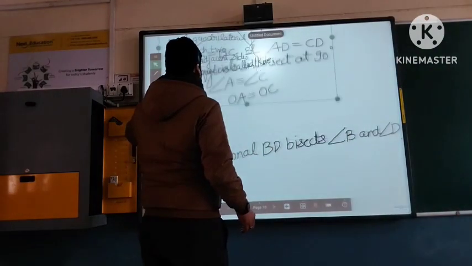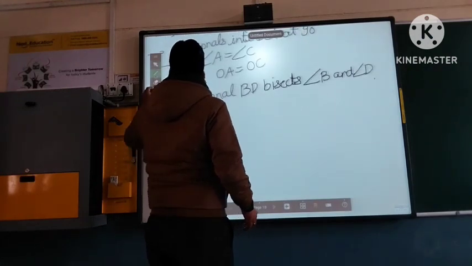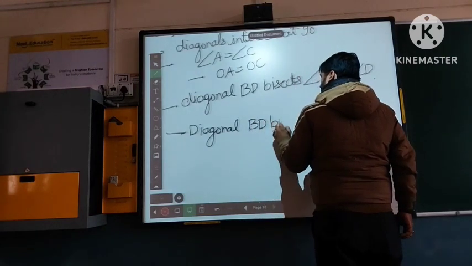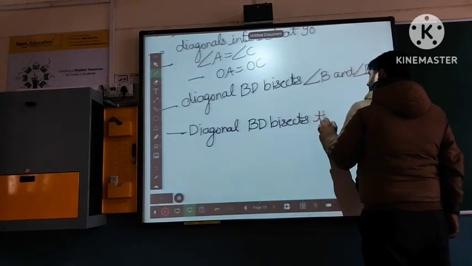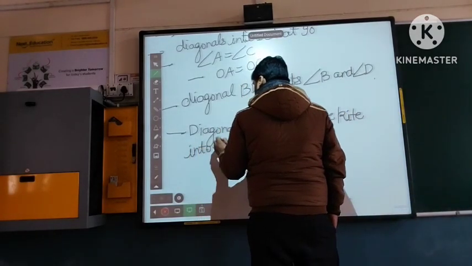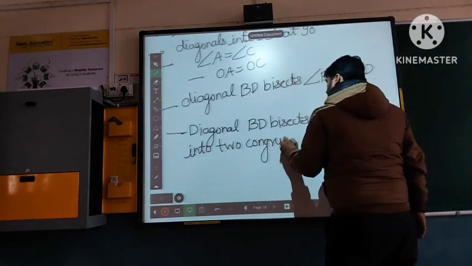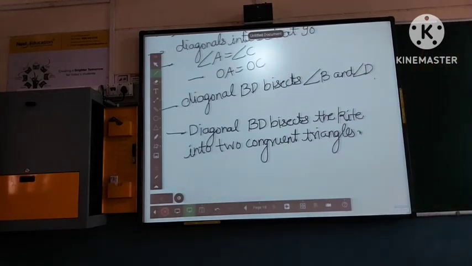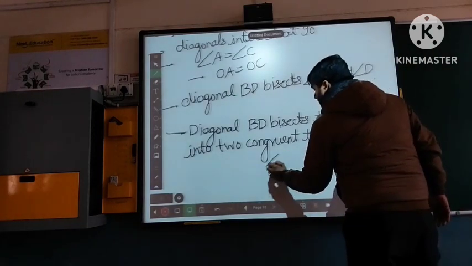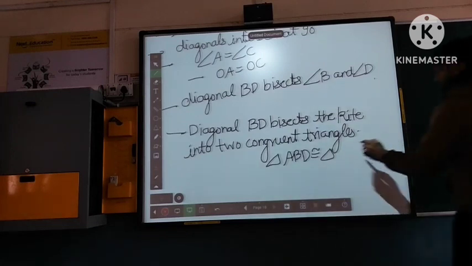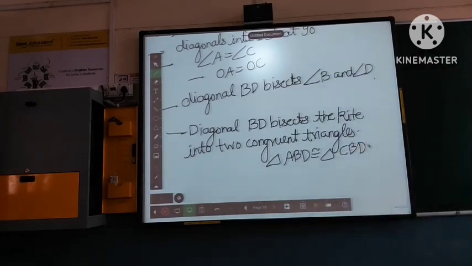One more property. Diagonal BD divides the kite into two congruent triangles. This is true for a parallelogram also. One diagonal of a parallelogram divides it into two congruent triangles. These properties are very important, children, and you will be utilizing them. So you can say triangle ABD is congruent to triangle CBD. This is done by diagonal BD only, which is bisecting angles B and D and also making the triangles congruent.